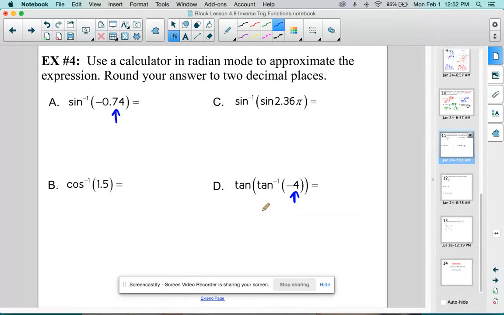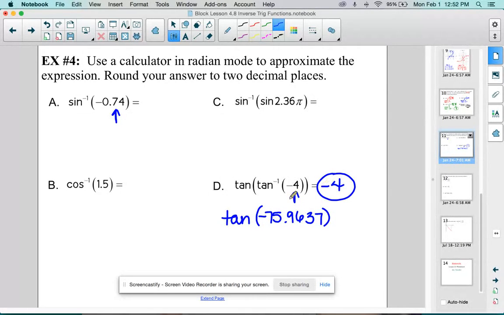And I am getting negative 75.9637. I don't want to round it too much because I don't want it to affect my final answer. And then you're going to take tangent of that. You may want to type it in your calculator so that you're pulling the answer down rather than retyping the number in. But I want tangent of that answer. And it actually is equal to negative 4.